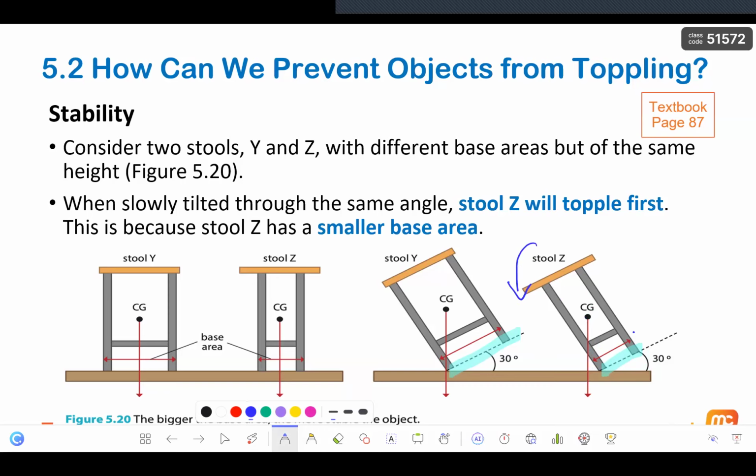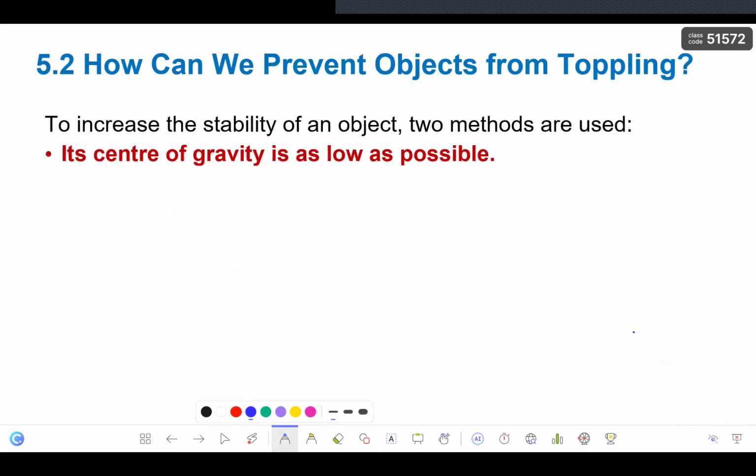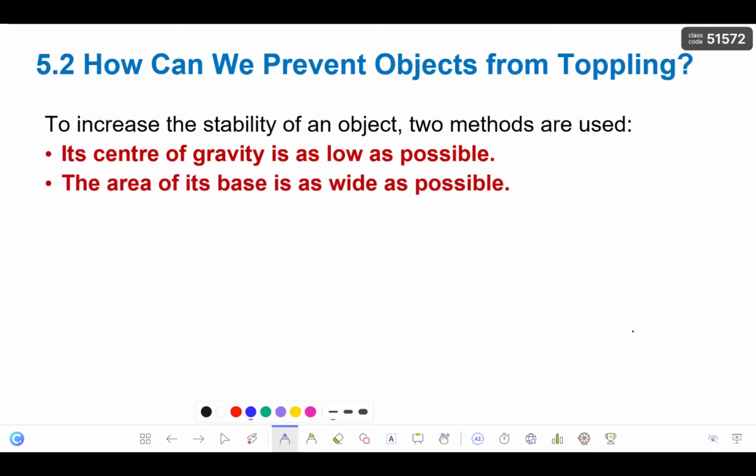So in general, to increase the stability of an object, we try to lower the center of gravity as much as possible. How do we lower it? We can add some weight to the bottom of an object. Once we add weight to the bottom of the object, the center of gravity of the object will decrease, or we just lower the height of the object. Or we can increase the base area. We make the base area as big as possible, as wide as possible.